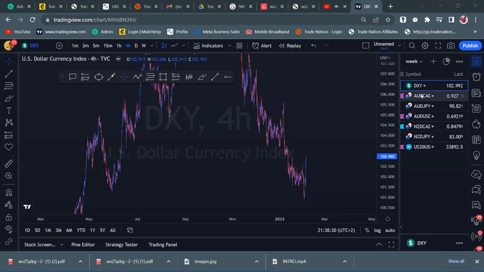But otherwise, we're going to go through our set list of pairs: Aussie CAD, AJ, AU, New Zealand dollar CAD, New Zealand dollar yen, and US30. And then I've got some other pairs as well that I went through that meet our criteria, that maybe we'll discuss just so that we reinforce our process. So otherwise, guys, let's get into things.